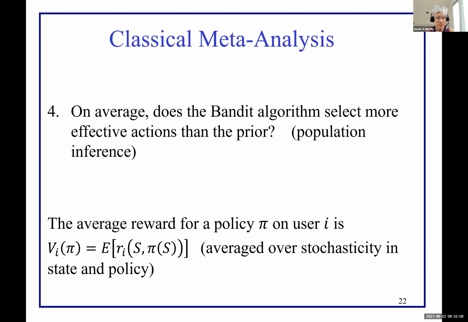To understand what I mean by more effective, first I'm going to define the average reward. The average reward for a policy on user i is denoted by this V sub i. Pi is the policy. The policy can be from the prior; the prior can be used to produce a policy. And you see that it's the expected average reward for that user. This expectation is an average over that user's states, the states that user experiences, as well as any stochasticity in the policy. The policy derived from the prior is a stochastic policy because you use prior probabilities to decide whether or not to send a suggestion in a given state.